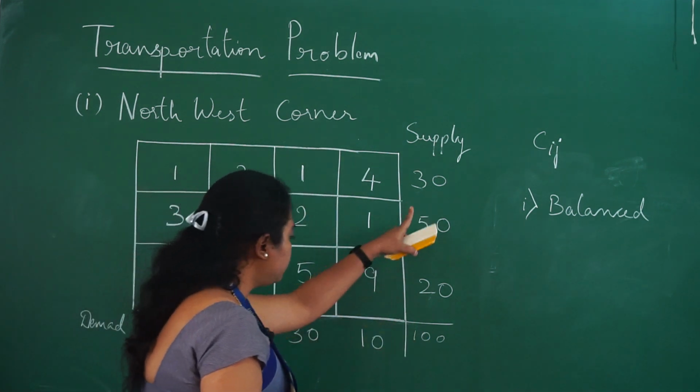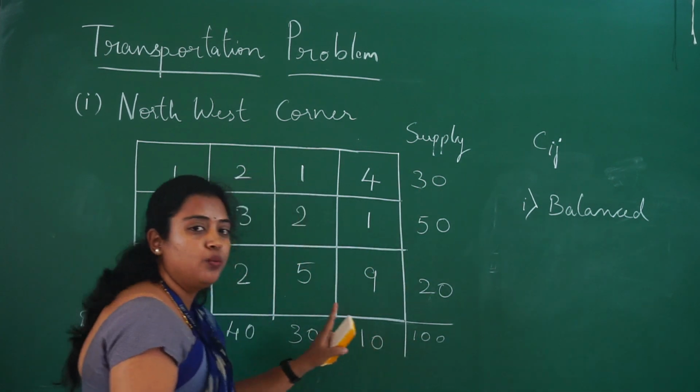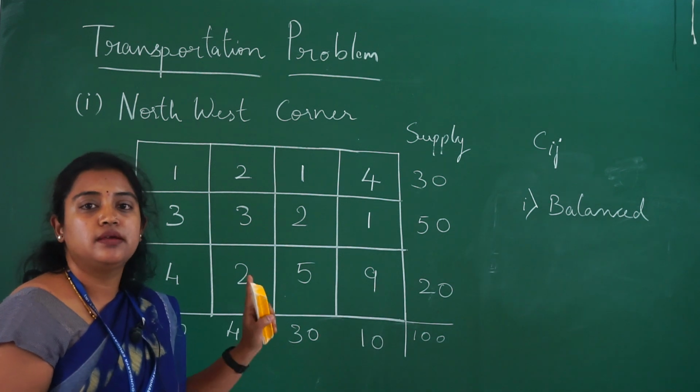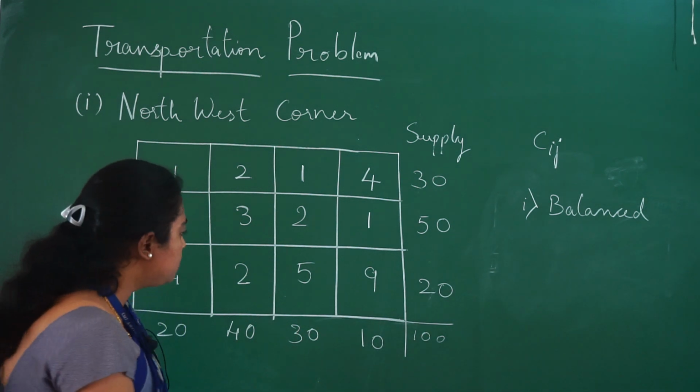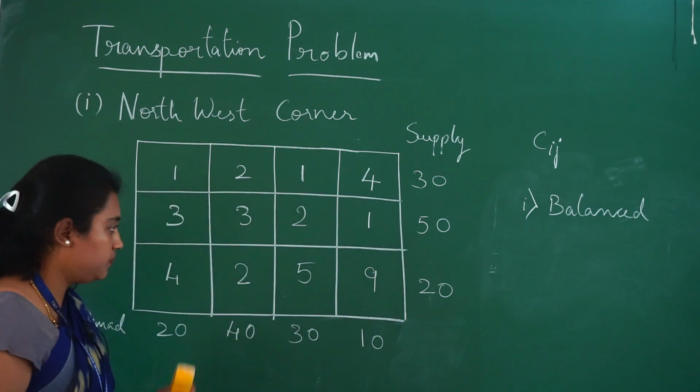So when both these calculations are equal, this way it's 100 and this way it's also 100. When both calculations are equal, we call it a balanced transportation problem. Now this problem is a balanced transportation problem, so we will proceed with the rule.